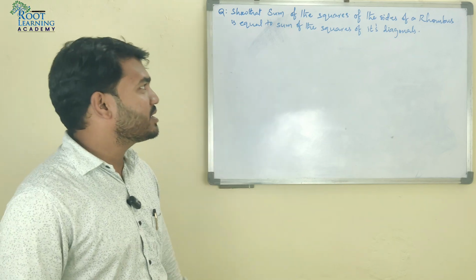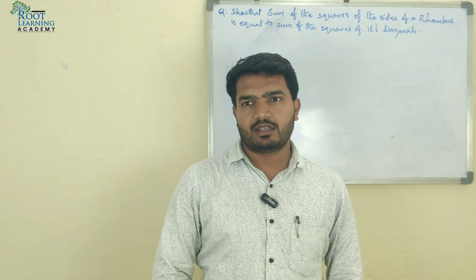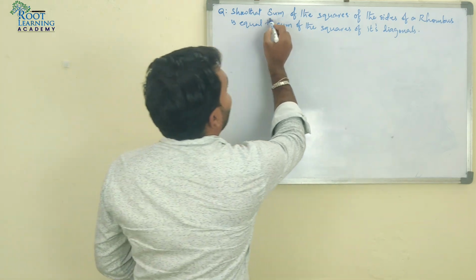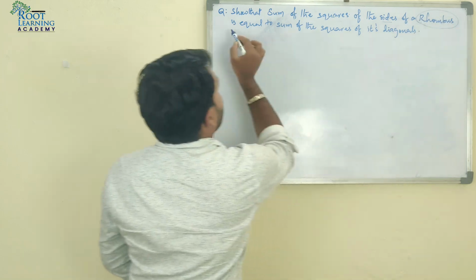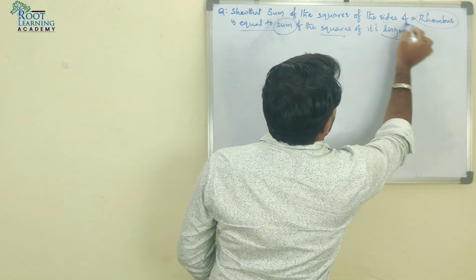Show that the sum of the squares of the sides of a rhombus is equal to the sum of the squares of its diagonals. అర్థం కాలేదా? మళ్ళీ చెప్తా. Sum of the squares of the sides of a rhombus equal to sum of the squares of its diagonals.